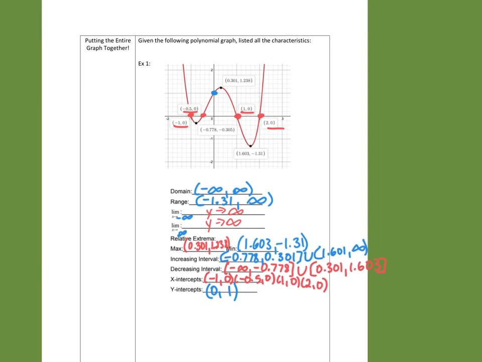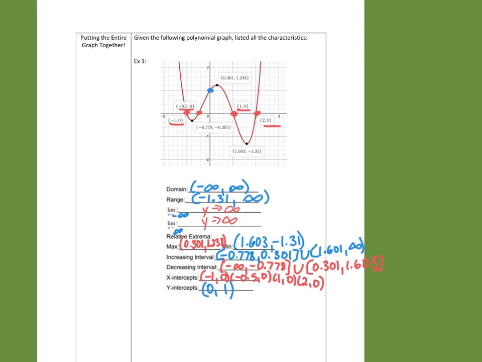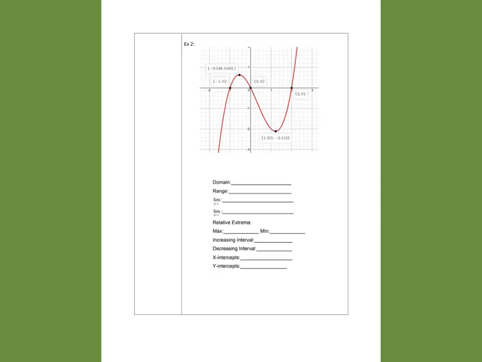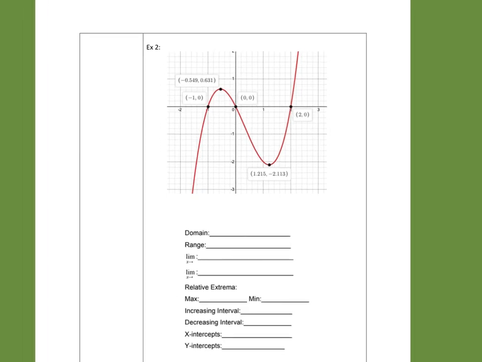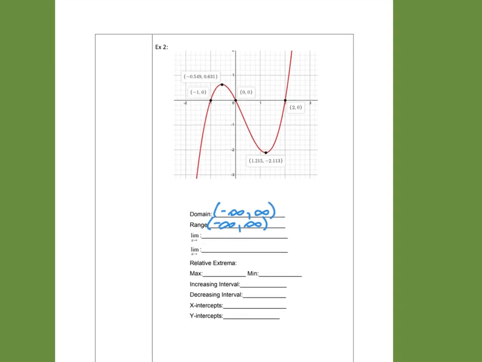So make sure you got that down. Pause this video if you need more time to write that down. And I want you to go ahead and try example 2. And that is the last one for today. So looking here, looks like we've got a cubic function. So hopefully for the domain, you did negative infinity to infinity. Range was also negative infinity to positive infinity on this. So that's our y-axis. We're going up and down forever.